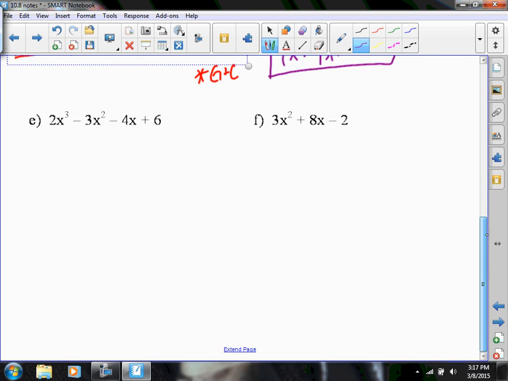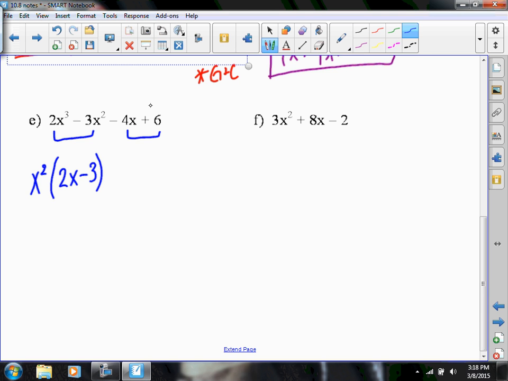So let's try that again in part E. Okay. I'm going to group my first 2 terms and my last 2 terms. Now notice that within all 4, there's no single greatest common factor that I could take out. 3 of them have X's, 1 of them doesn't. 2 of them have even numbers, 2 of them have odd numbers. Okay, so in my first two terms here, I could take out an x squared from both of them. So that leaves me with a 2x minus 3.